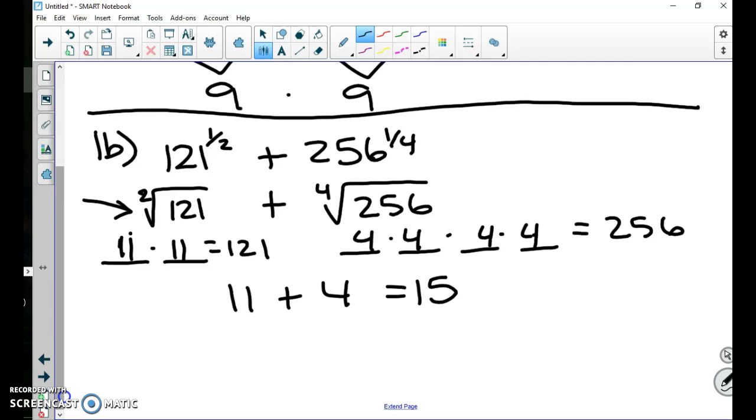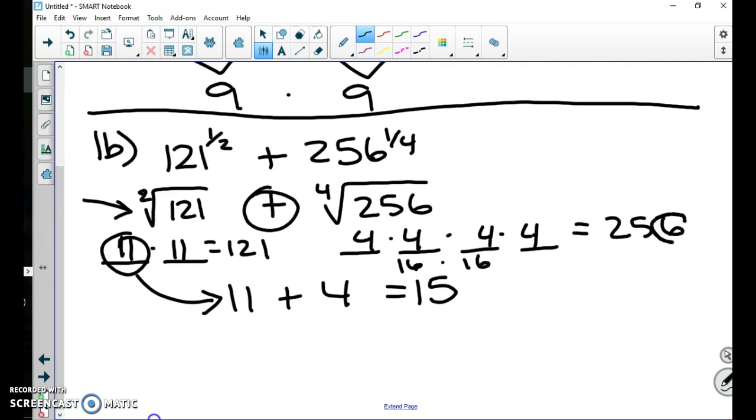So we take that answer, one of those, and we're going to add it to the 4th root. What do we multiply by itself 4 times? Well, 4 times 4 is 16. 4 times 4 is 16 again, if we go backwards. We're looking for something that when we multiply it by itself, we get a 16. So a 4 times 4 makes sense. So we're going to extract one of those. That is our solution, one single 4. And we add the 11 to the 4 to get 15.